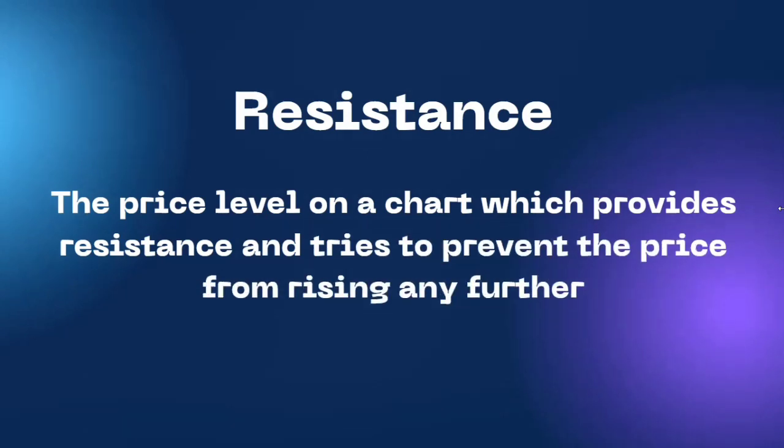Resistance is the price level on a chart which provides resistance and tries to prevent the price from rising any further. It is the price level at which an asset has historically found selling pressure. It means that when previously price came to that level, it got rejected towards the downside. I made a diagram for resistance as well for better understanding.